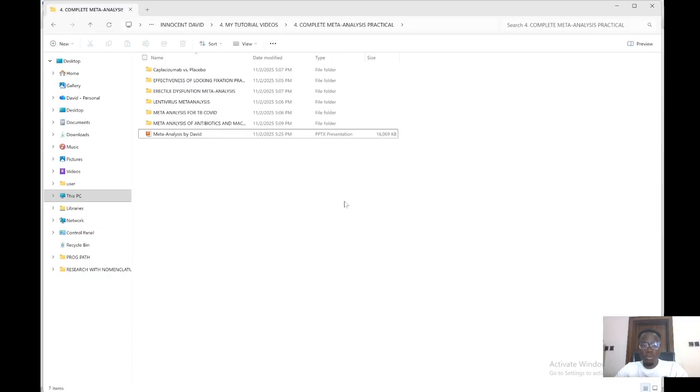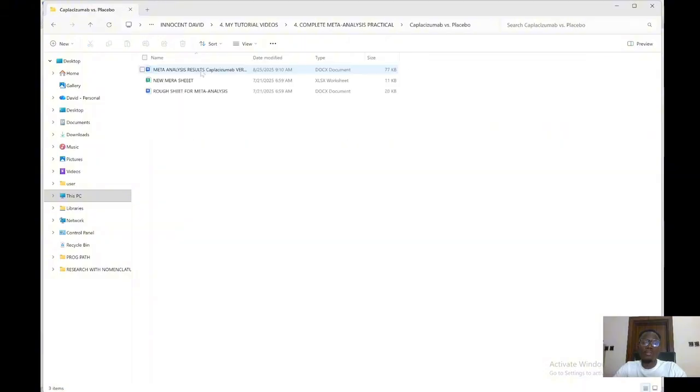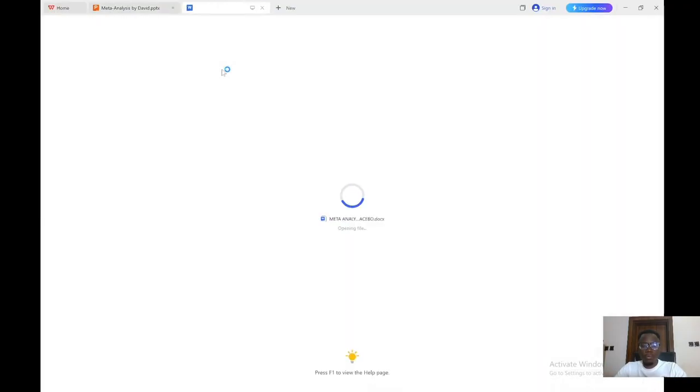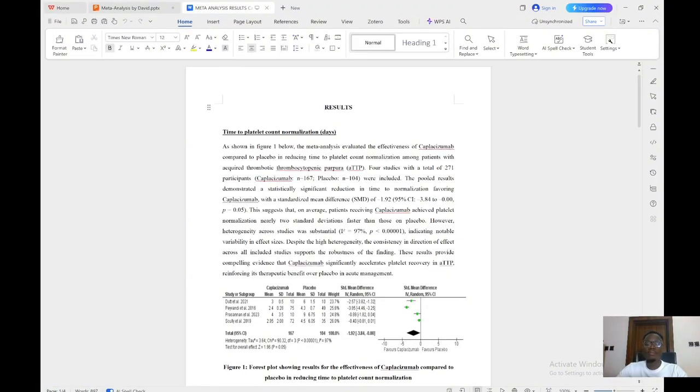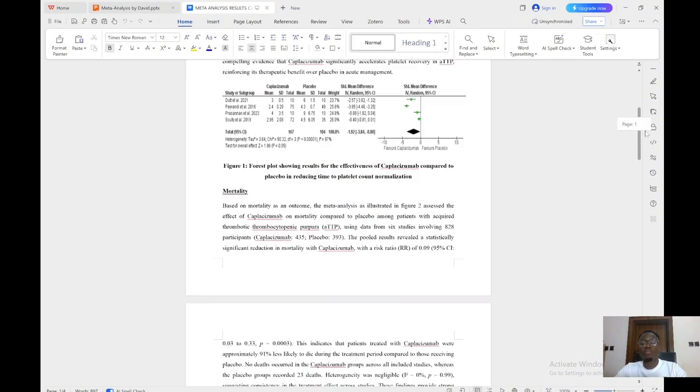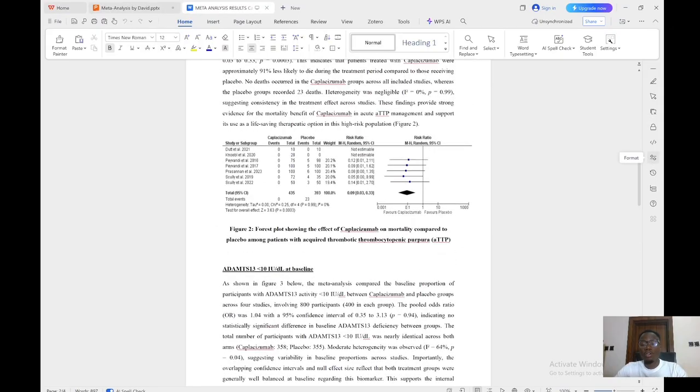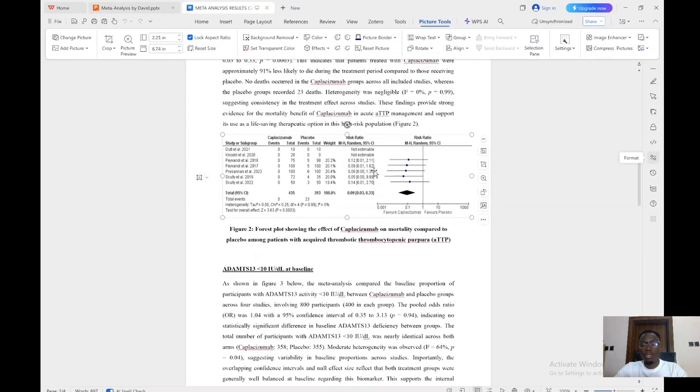Now, let's have a look at something. These are some of the recent meta-analyses that I've conducted. I could just open this one, where I compared Kaplan-Meier versus placebo, and this is what the result looks like. You find that everything is properly written, and you can see all these forest plots that are inserted inside of it.